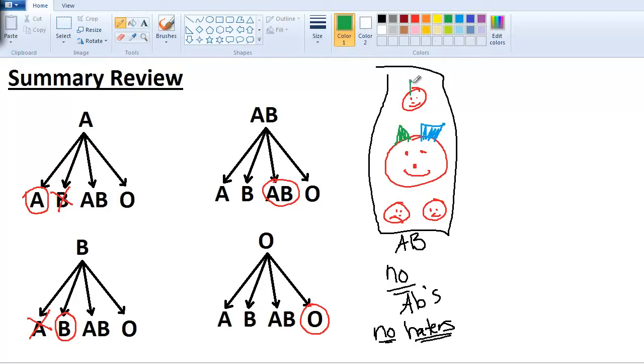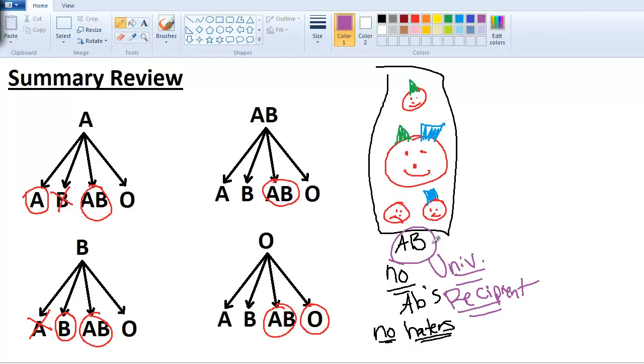Alright? We got A over here, we got B over here. Everybody's having a great time because there's no haters at the party. So can A go to AB? Yes. Can B go to AB? Yes. Can O go to AB? Yes. So that makes AB what? It makes AB the universal recipient, right? Everybody can come over to AB's house. What's the downside to that? AB can only go to AB's house because at B's house there's a hater against the A. At A's house there's a hater against the B, an antibody against the B.